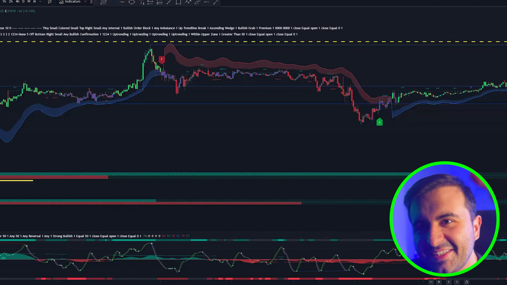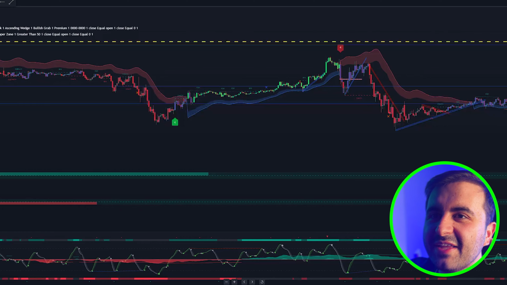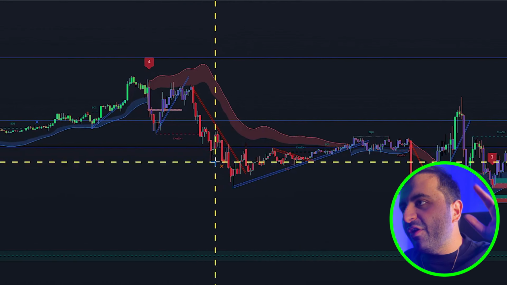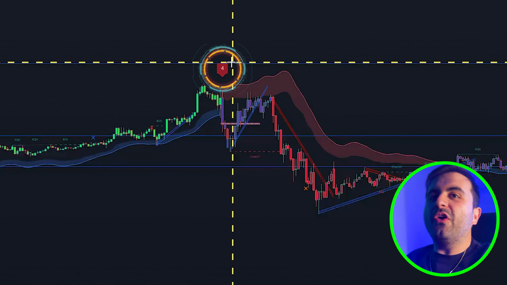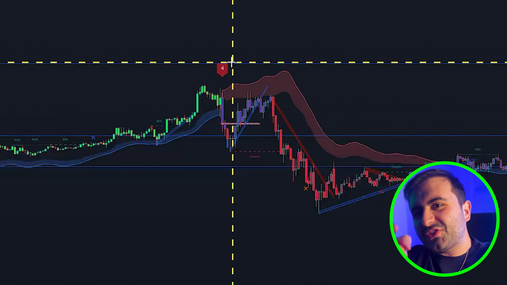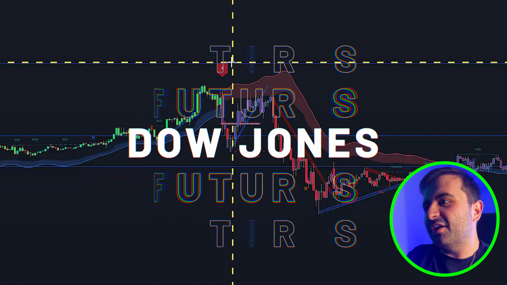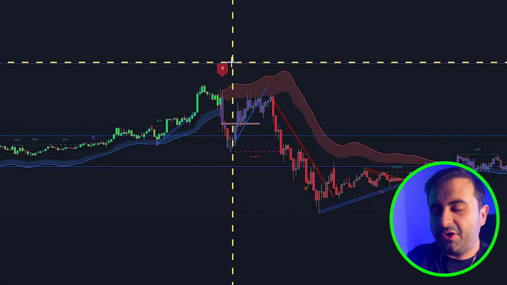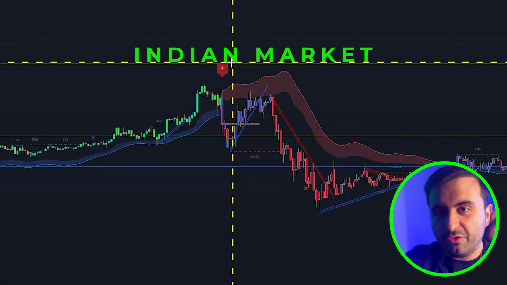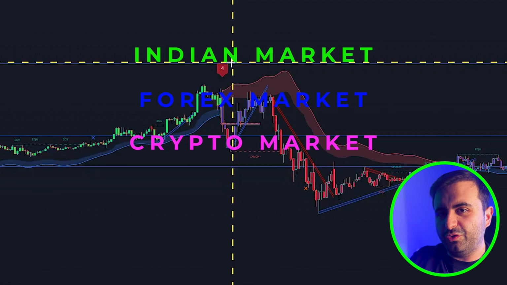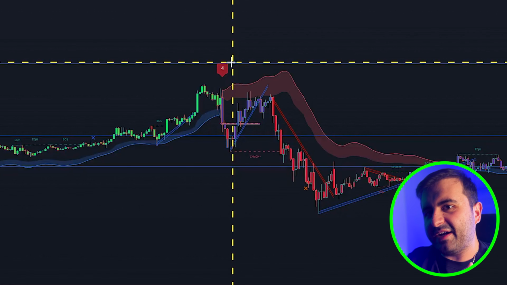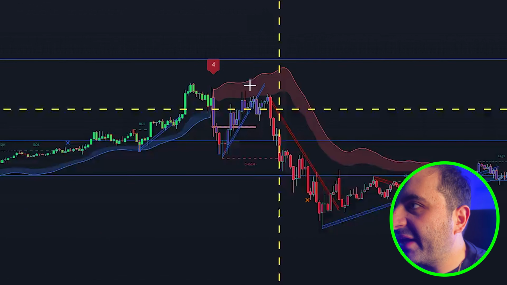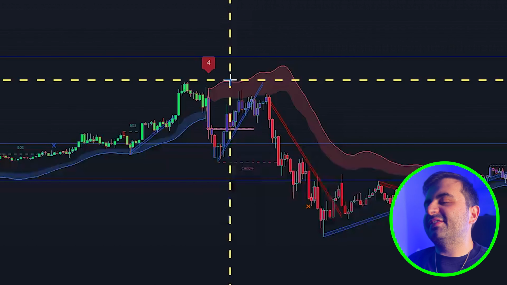Now let's see some examples. Let's combine these crazy tools together to see how accurate it is. We got a 4 classified sell signal on the 10-minute time frame, and we are trading Dow Jones here. I don't have to say it, but all these strategies work on the Indian market, forex market, crypto market, and futures market. It works on any market you want, and you can trade with any time frame. So let's go back to here. We got a 4 classified sell signal, right?